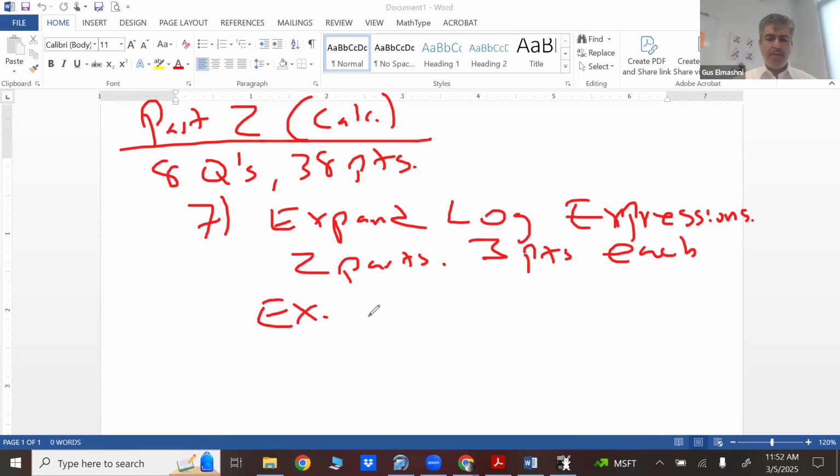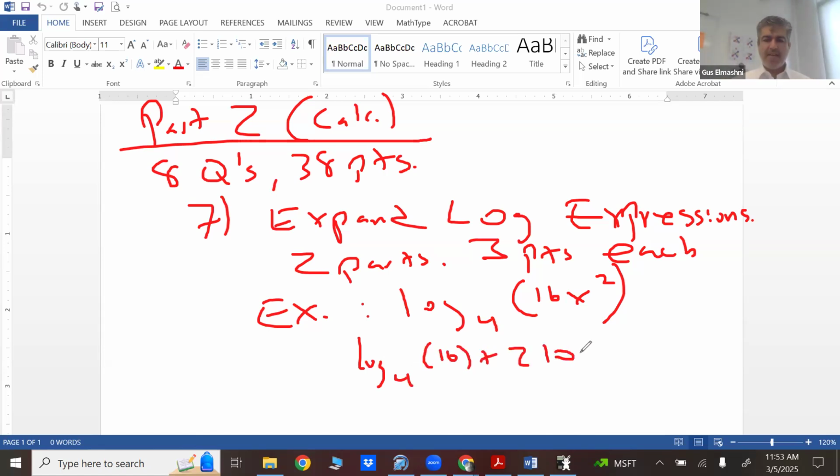Example. What if I have log base 4 of 16x squared? Okay. How would I expand that, guys? What do I do? Good. Look at you. You're on top of this. Got it. Good work.